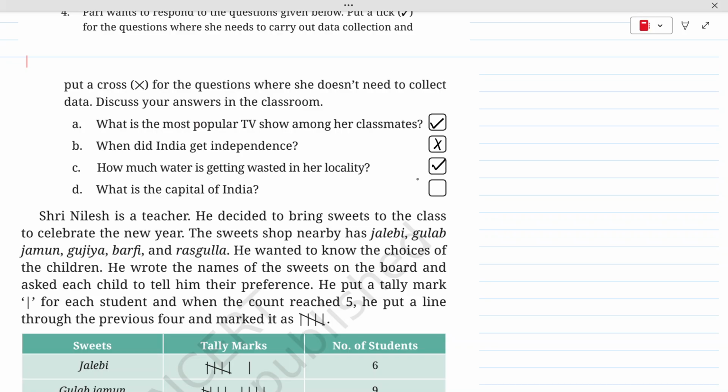Next is, what is the capital of India? Again, this is known to everybody. It doesn't need any fact, figure or information. So she need not collect data for this particular question. I hope this is clear, in what all scenarios she needs to collect the data from her classmates and from the locality.